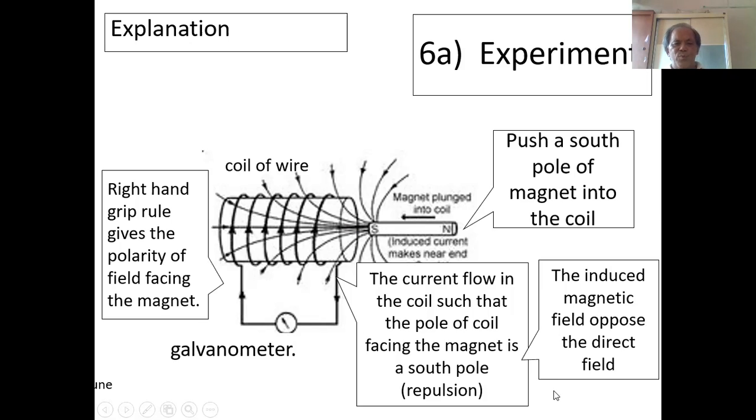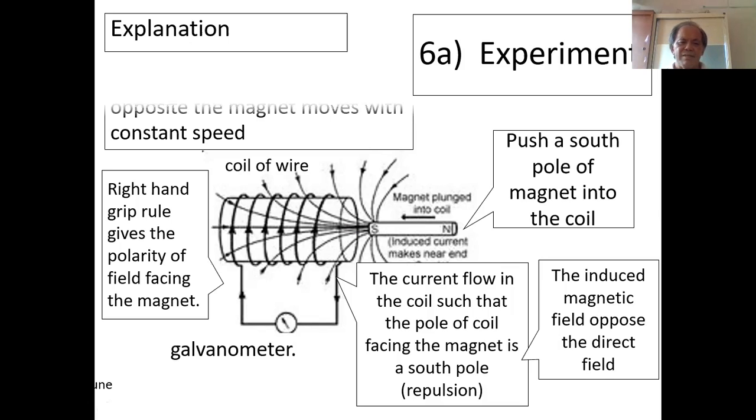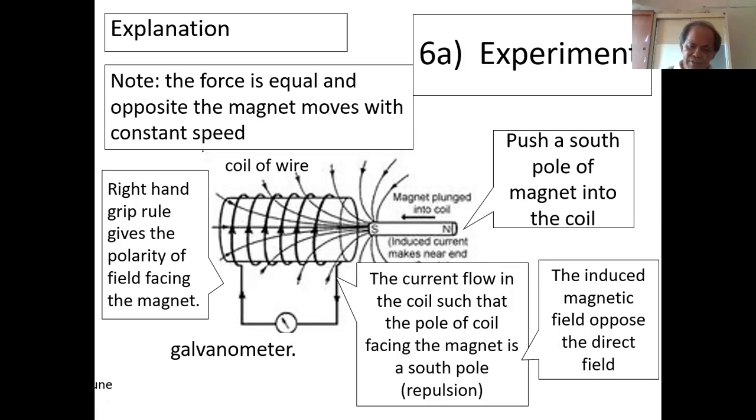Of course, we want to write Lenz's law generally, applying to all situations, not only for this particular situation. We push in, remember, there's a repulsive force. So the magnet is moving with a constant speed. Our force opposes the repulsive force, so the magnet moves with a constant speed.